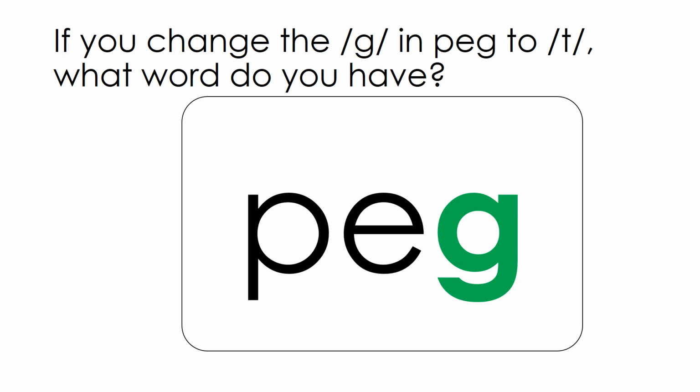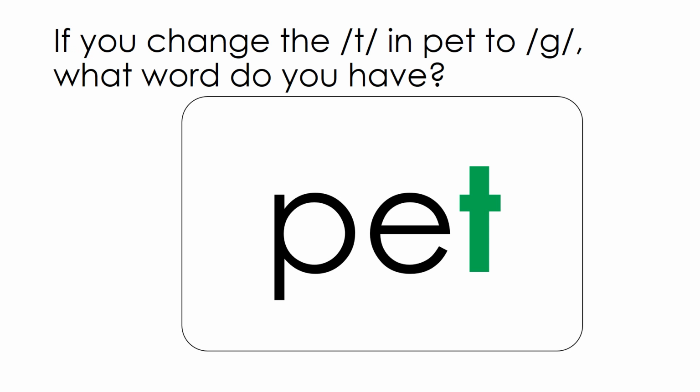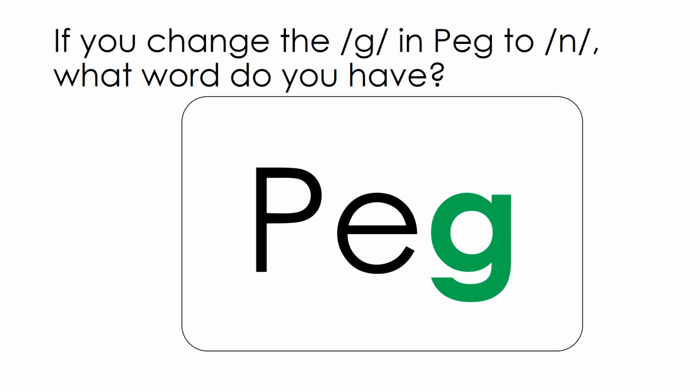If you change the G in peg to T, what word do you have? Pet. If you change the T in pet to G, what word do you have? Peg. If you change the G in peg to N, what word do you have? Pen.